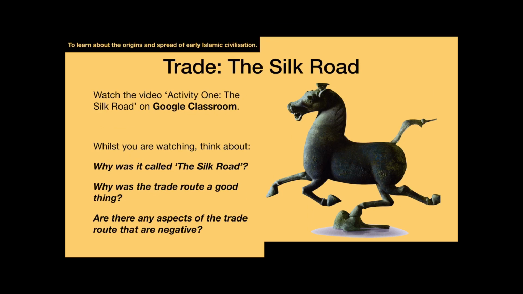So, trade along the Silk Road. You will need to go over to Google Classroom yourselves and load up activity 1, the Silk Road video. It's a short video just explaining to you what the Silk Road was. Whilst you're watching the video, think about the following questions. You don't need to write your answers down. Why was it called the Silk Road? Why was the trade route a good thing? And were there any aspects about the trade route a bad thing or negative? So head over to Google Classroom, watch the first video, and then either come back to Seesaw to finish watching this video or stay on Google Classroom where I've also loaded the video for you there.